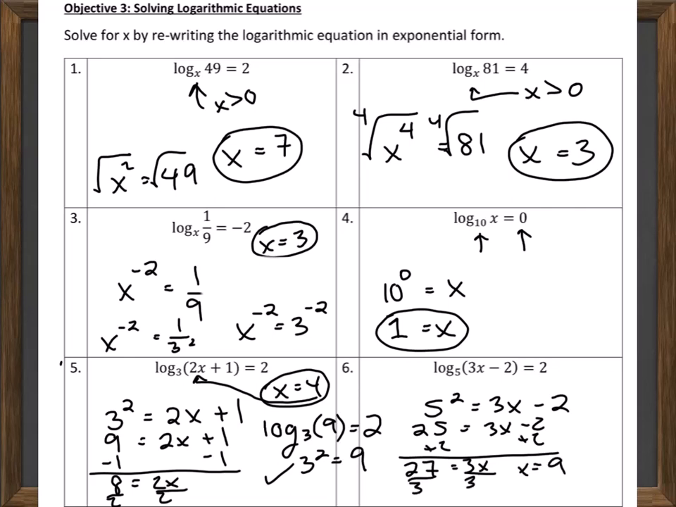Again, it's always good to double, triple check here. If I put 9 back in here, 3 times 9 is 27. 27 minus 2 is in fact 25, and so we would have the log base 5 of 25 equals 2, or 5 squared equals 25, which of course is a true statement. So x equals 9 is my final answer.